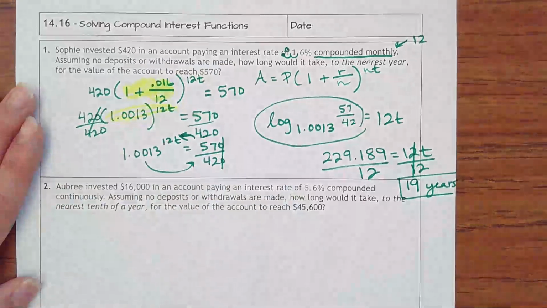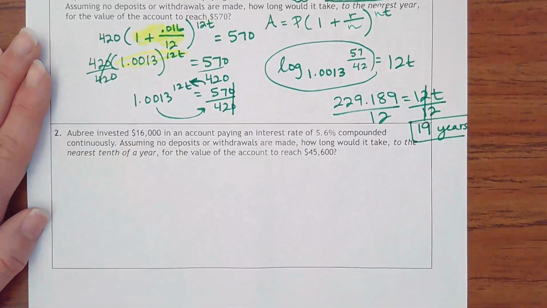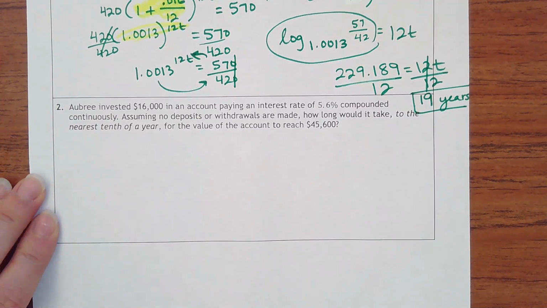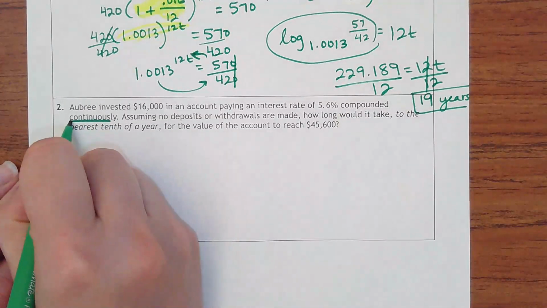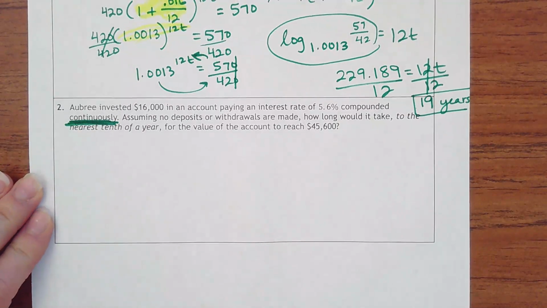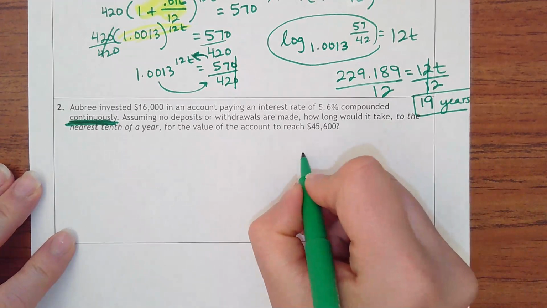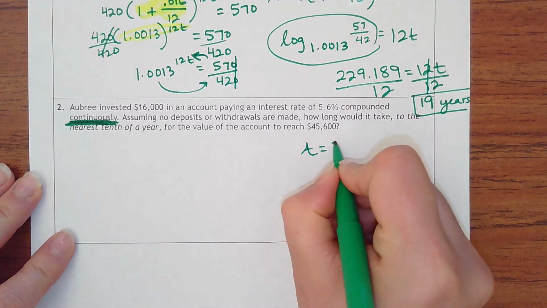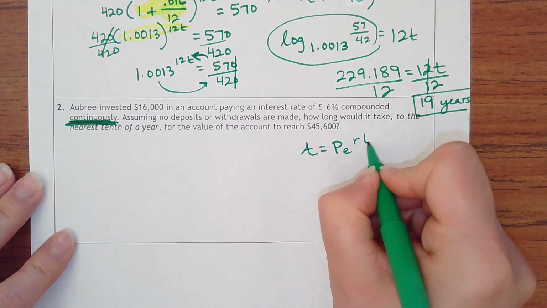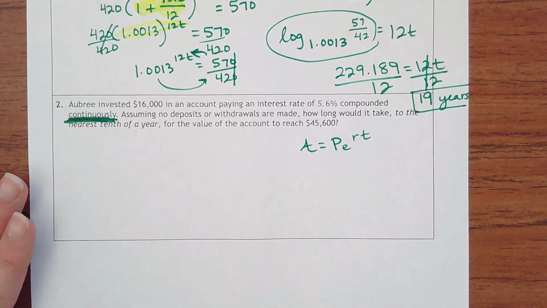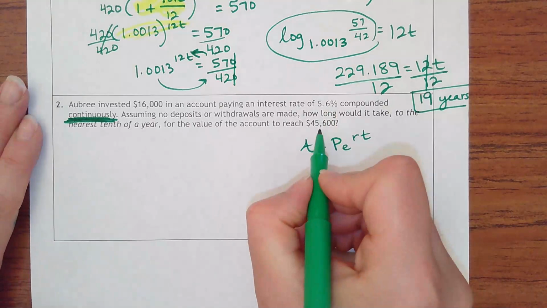Okay, number 2. Aubrey invested $16,000 into an account, paying an interest rate of 5.6%, compounded continuously. That's a big word that means very important to us. That automatically tells me that I'm going to do the amount equals the principal times e to the rt power. This is the Pert formula when it's compounded continuously. Assuming no deposits or withdrawals are made, how long would it take, to the nearest tenth of a year, for the value to reach $45,600?